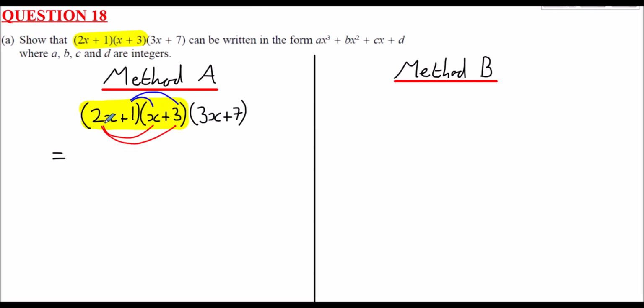So if we did that, the 2x multiplied by the x would give us 2x squared, 2x multiplied by 3 would give us 6x, then 1 multiplied by x plus 3, well 1 multiplied by anything just keeps the numbers as they are, so then you get plus x plus 3. And then we can neaten this up and then multiply all that by 3x plus 7.